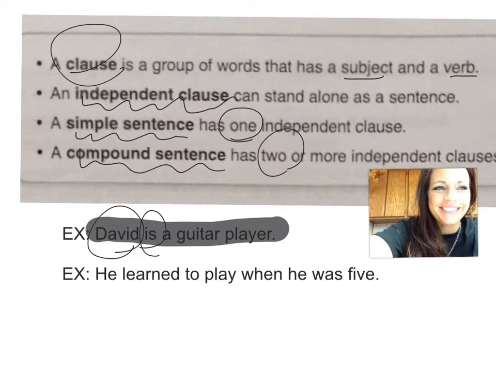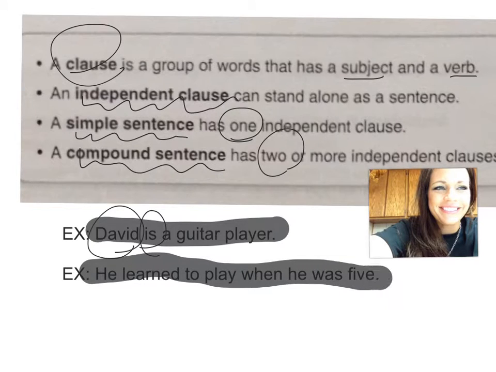Take a look at the next sentence here. He learned to play when he was 5. In this sentence, he learned to play when he was 5, he is your subject. Learned is your verb or your action. This is just a simple sentence. It has only one independent clause.